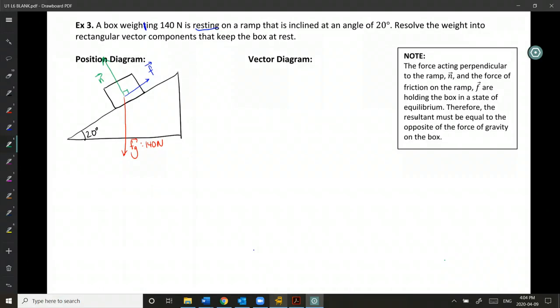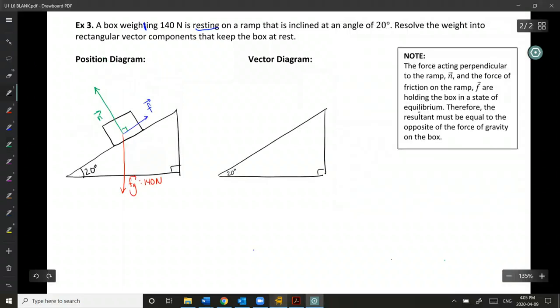Okay, so let's redraw this in terms of a vector diagram. One thing that we do know, based on our previous examples, is that in order for this to be in a state of equilibrium, the force of gravity needs to have an equilibrium vector that the normal vector and the force of friction add to in order to keep this box in a state of rest. Okay, so I've redrawn our ramp here, and I'm basically just going to slide a couple things into a bit of a different position, just so I can show you where certain angles come from. So here we go.